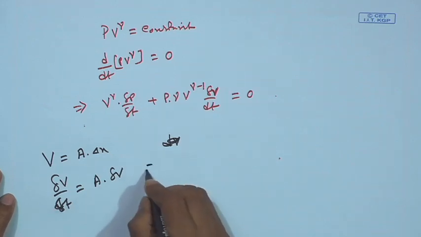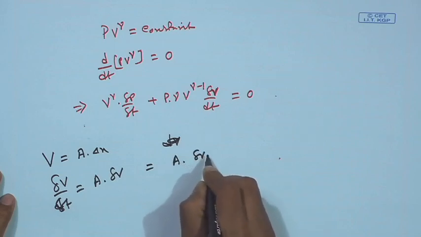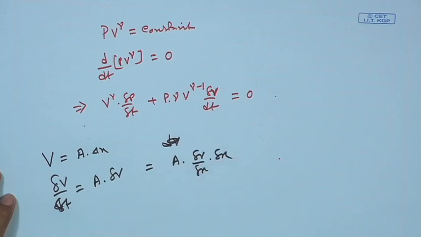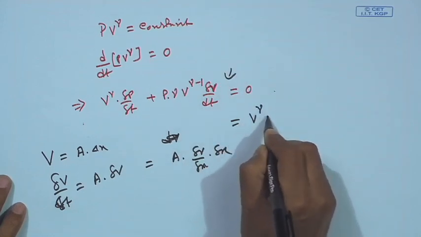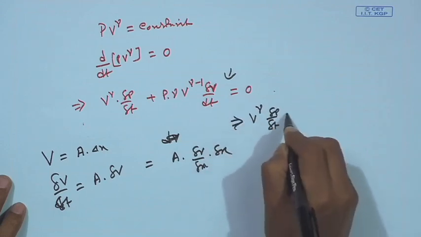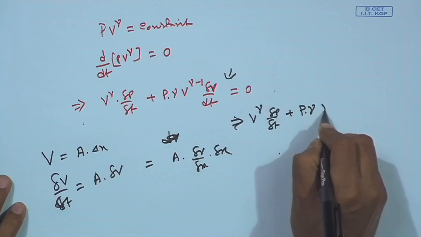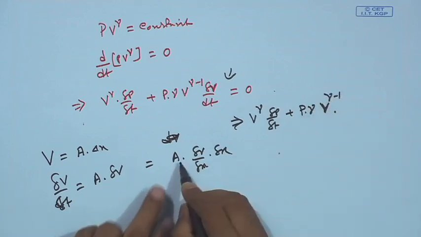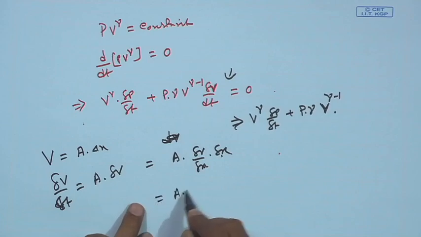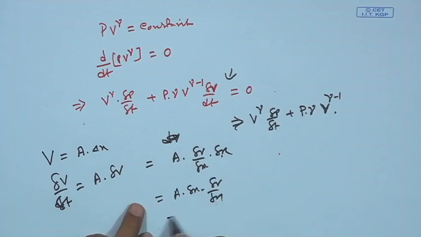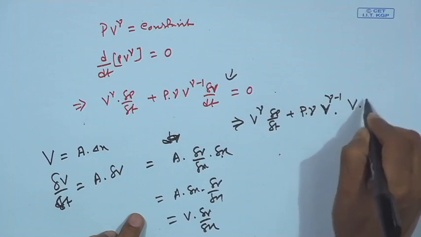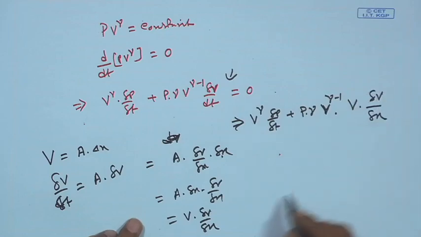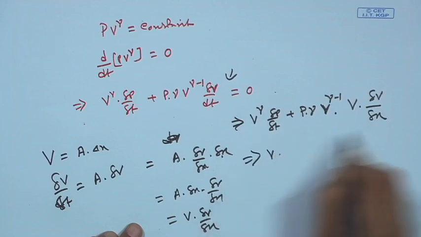Okay. If it is that, then I can write A into del V by del x into del x. Now, I put this one in here. So, what I get? V to the power gamma del p by del t plus p gamma V to the power gamma minus 1 into A into del x. What is A into del x? Into del v by del x. So, it is nothing but a V into del v by del x, equal to 0.